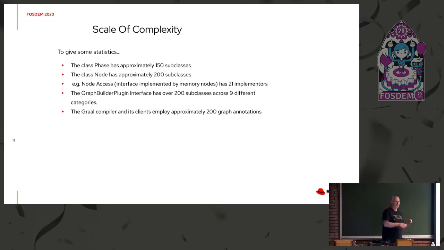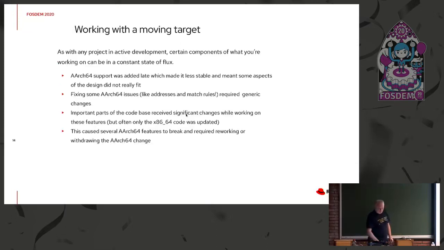Access, which is an interface that's used to encapsulate all the memory nodes, has 21 different types of read or write nodes, or in one case a read-write node. The Graph Builder plugin that does special case side effecting for particular transformations, 200 different Graph Builder plugins, 9 different types of plugins doing different types of transformations. And there are 200 annotations that direct these transformation operations in different paths.